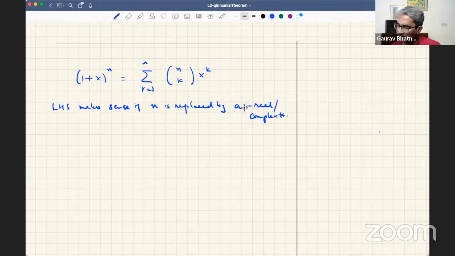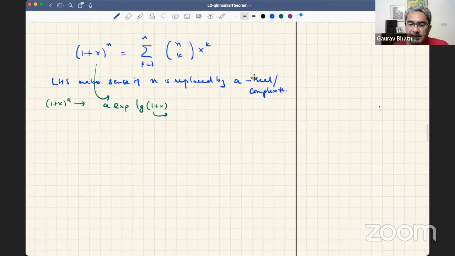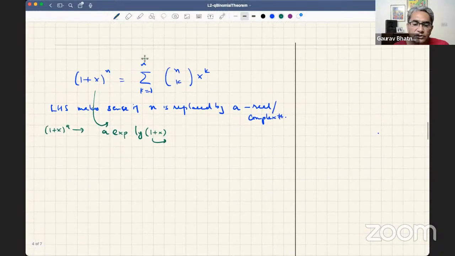If it's a complex number, then we have to define it as the exponential of a times the log of 1 plus x. So (1 plus x) to the a would be defined like this, and then you have to take care that the log is the complex log. But it works, it can be done, and anyway, for real numbers, just think of it as a real number, this is fine. Now, on the right-hand side, there are two places where n comes. So there is this place over here, and this has to be replaced somehow by a.